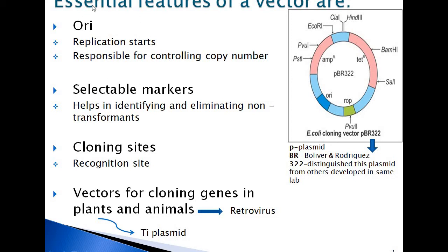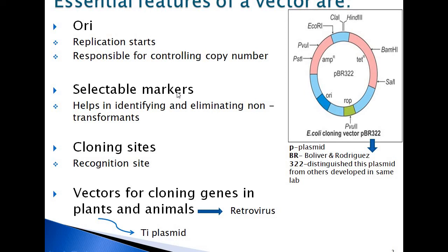Now first of all, let's discuss the ORI. See, this is a figure which has been taken from the NCERT. So this is the ORI, that is origin of replication. This is a sequence from where the replication starts. Any DNA when linked to this sequence can be made to replicate within the host cell. So it is responsible for controlling the copy number of the linked DNA. In short, we can say that from here the replication starts.